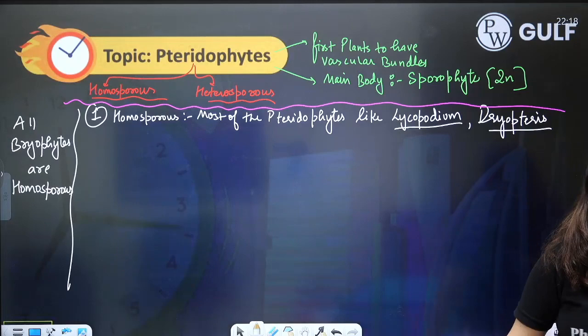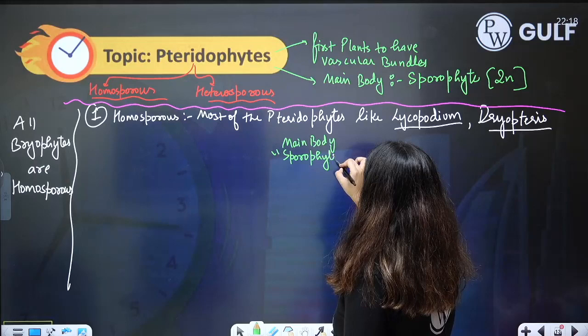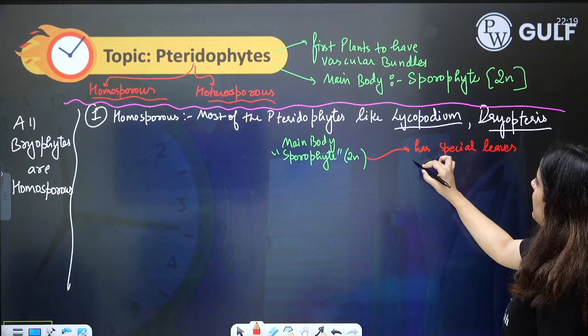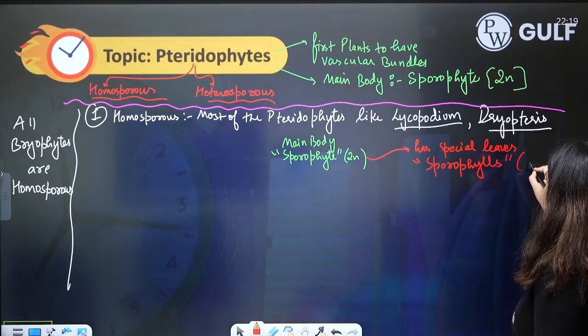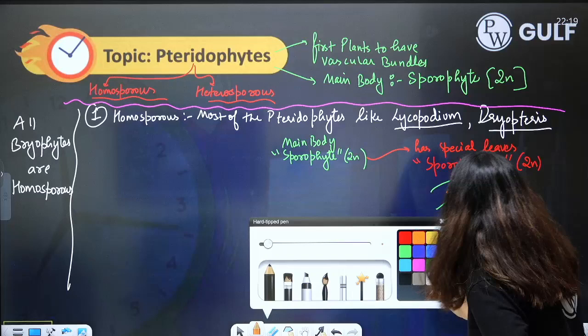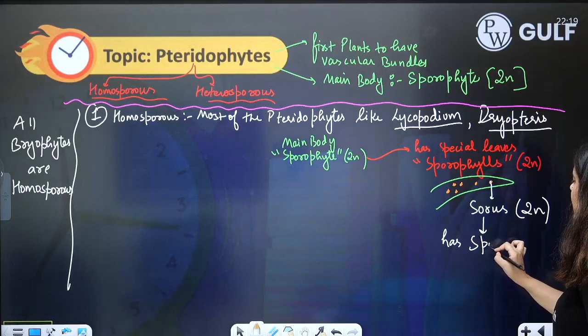Let's see. Beta, their main body is sporophyte, and it has special leaves known as sporophylls. These leaves have some spots, known as sorus. Each spot has tissue known as sporangium.